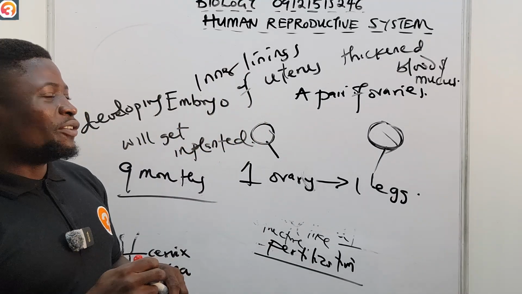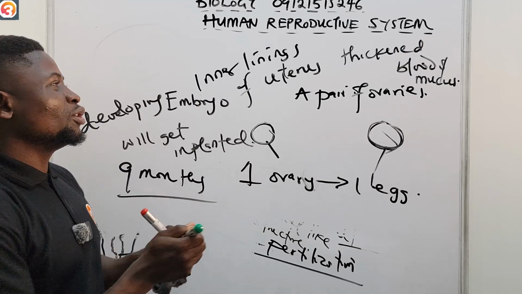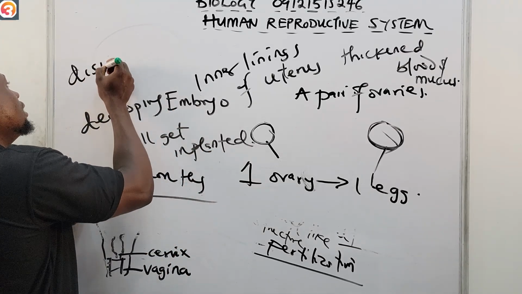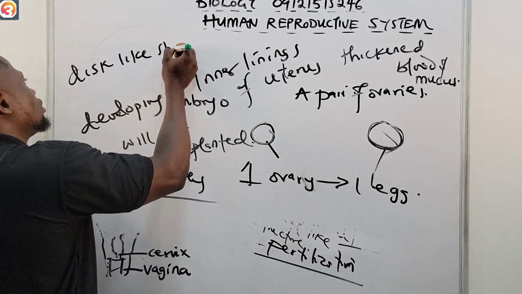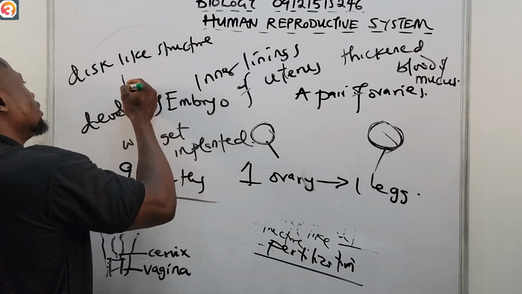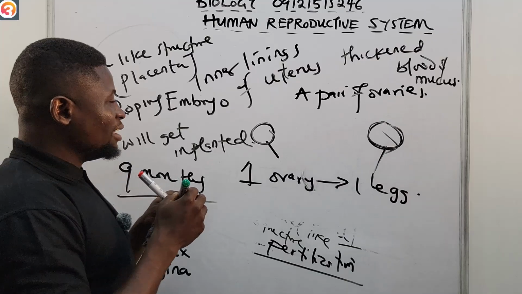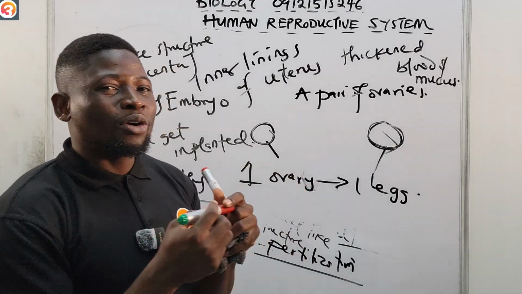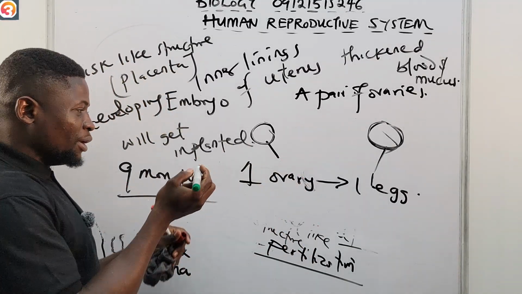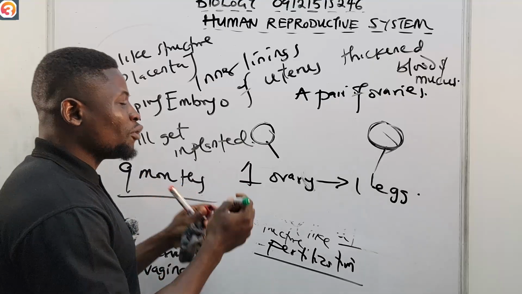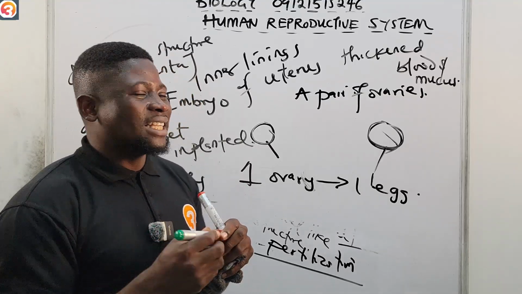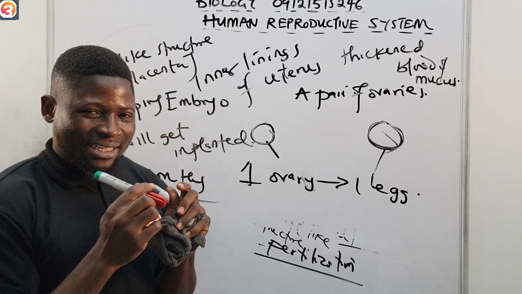And then of course there will also be a formation of a disc-like structure known as the placenta. This placenta is there so that it can provide nourishment to the baby, or the developing embryo, from the mother. So that is the function of the placenta.